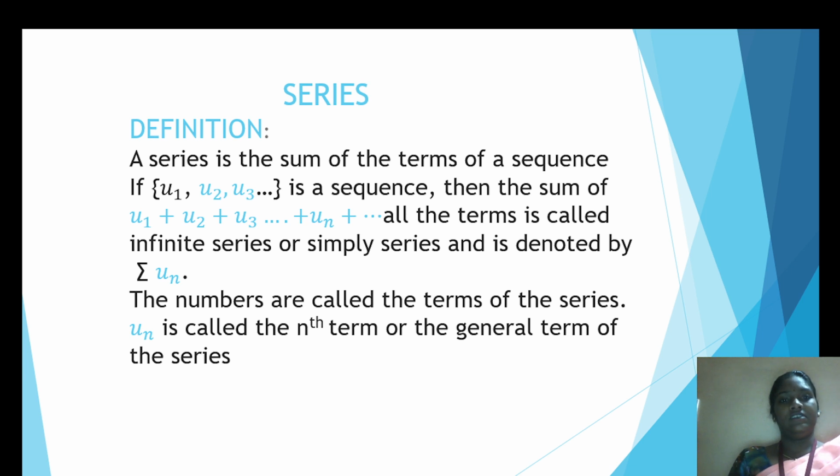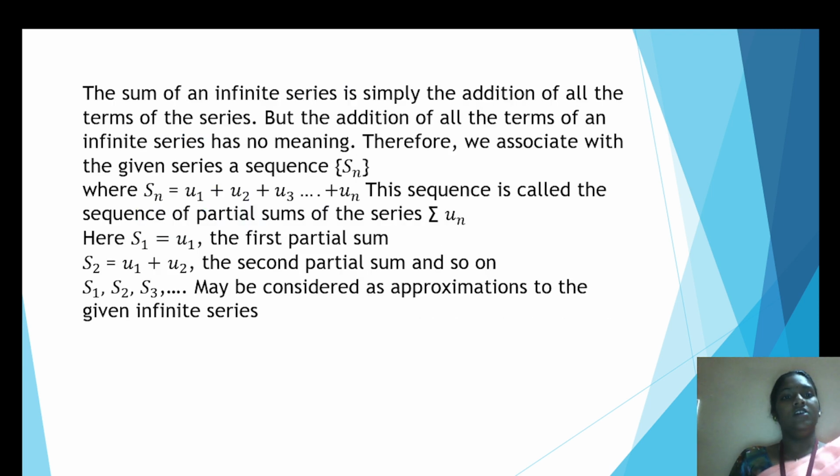Next we are going to see more about this series. The sum of an infinite series is simply the addition of all the terms of the series, but by itself it does not give any meaning. Therefore we associate the addition of the terms with a sequence, that is Sn. Sn is equal to u1 plus u2 plus u3 and so on up to un. This is called the sequence associated with the series.